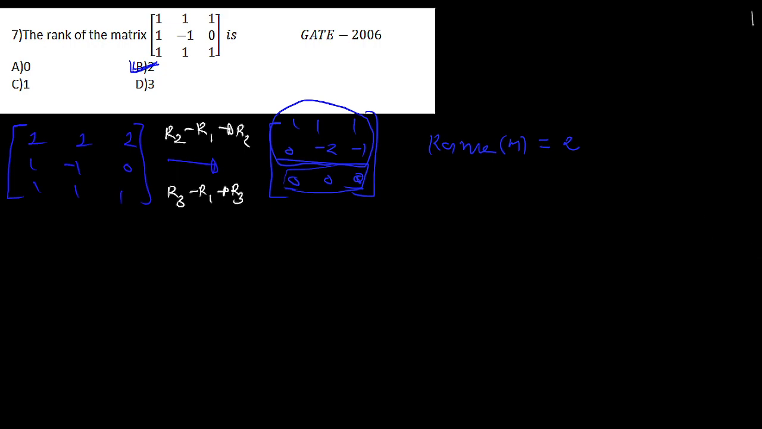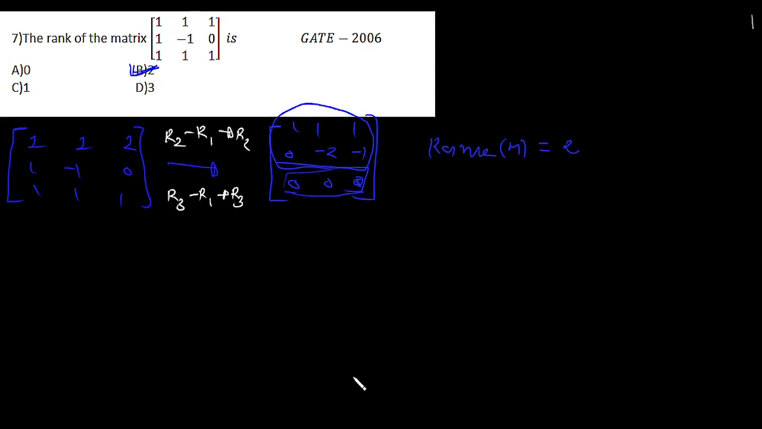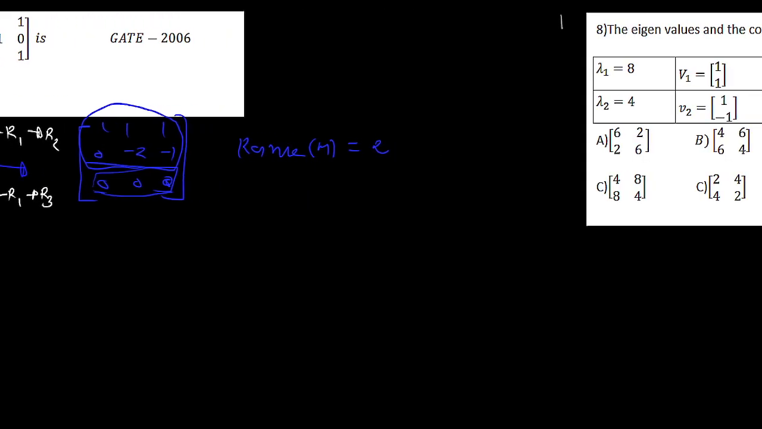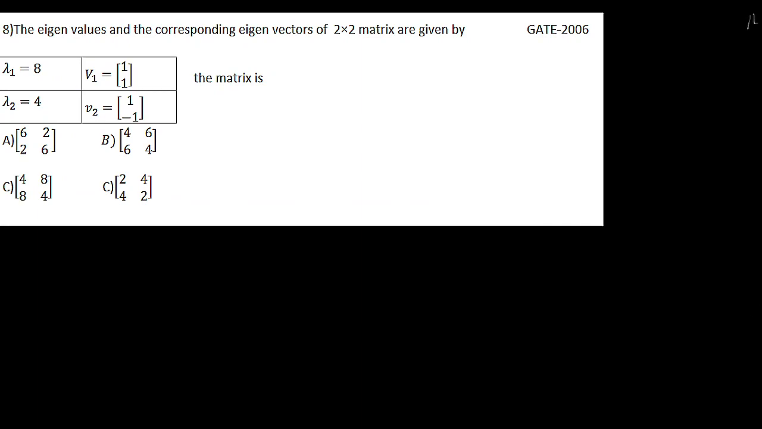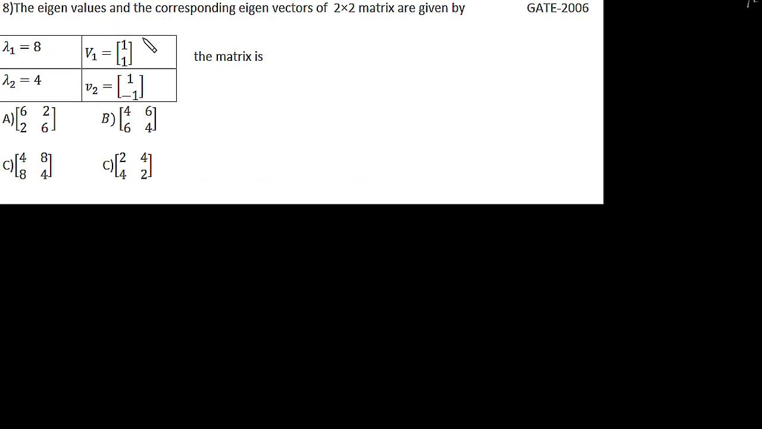Okay, let's move to problem 8. Problem 8 says the eigenvalues and corresponding eigenvectors of the 2 cross 2 matrix are given, and we have to find the matrix. So we are going by the property we used in the previous example.